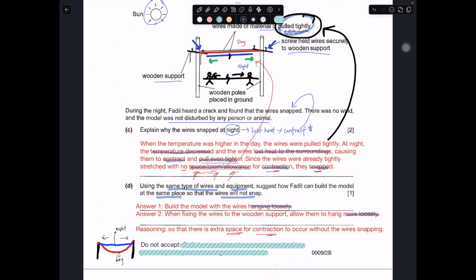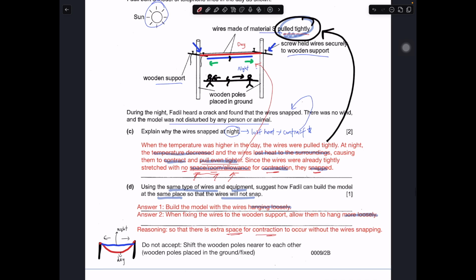So this should be how it looks like for part D. To further add on, some of you may have thought of this answer: shift the wooden pole nearer to each other. When you shift the wooden pole nearer to each other, then it will appear as something like this, right, over here. But actually, this answer cannot be accepted because the wooden poles are placed in the ground. So they are kind of fixed already in place. So this part is actually quite restrictive. If you take a look at this text over here, this one cannot be accepted, and they already give you some clue in the diagram.